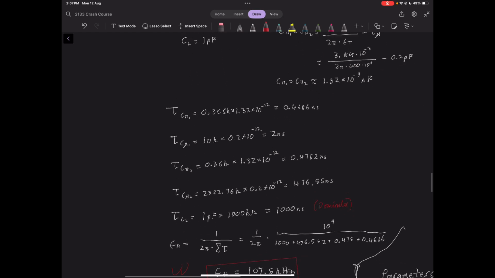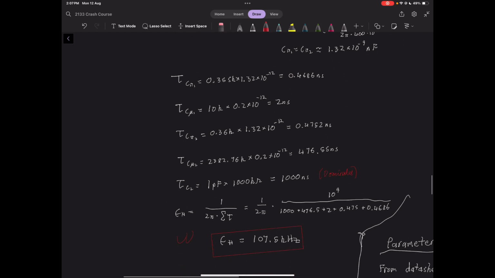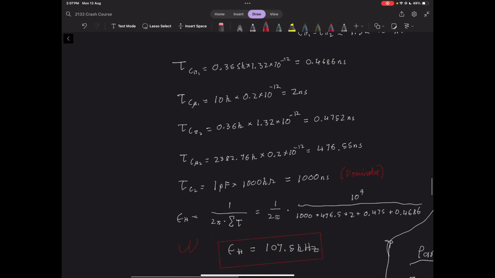And then we go down here and we can then find the time constants for all of them. I'm not going to spend too much time on it because it's the exact same. But what you'll notice now is that the time constant from the load actually dominates instead of the time constant from one of the internal capacitors.